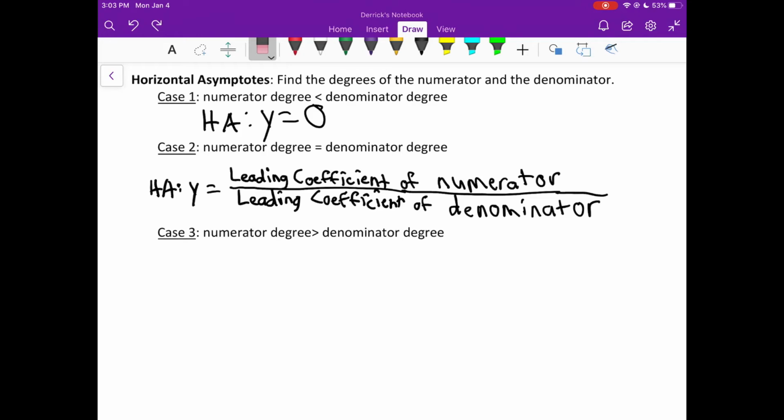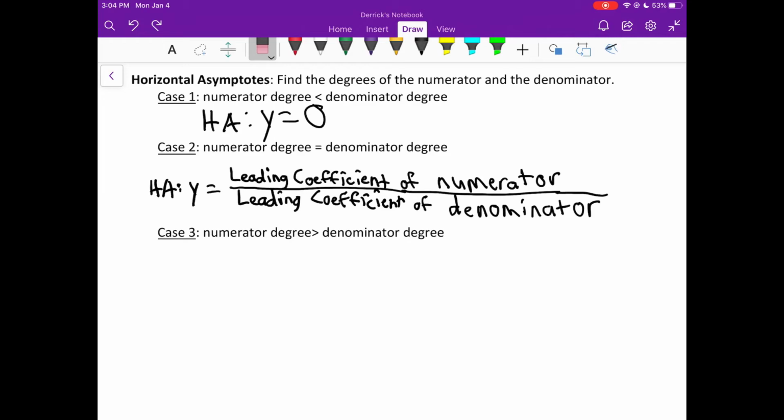What you have to do, and don't freak out by the amount of words there, it's not as bad as it looks. You find the leading coefficient of the numerator, and you divide it by the leading coefficient of your denominator. Remember, a coefficient is a number in front of a variable. The leading coefficient is specifically the number in front of the variable that had the highest exponent. Meaning whatever x you got your degree from, take the number in front of that on top and bottom.